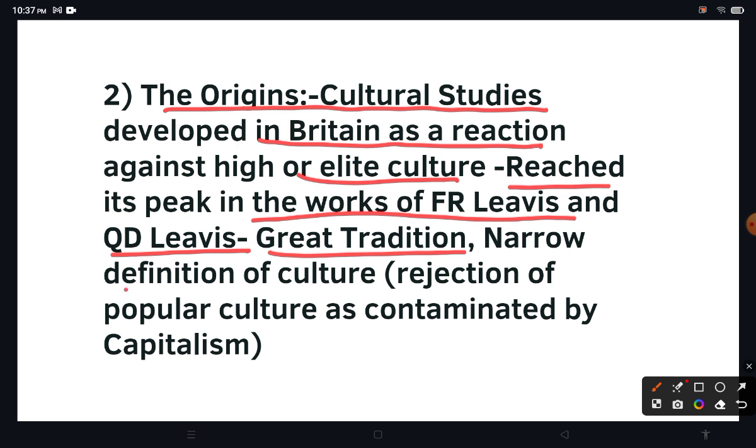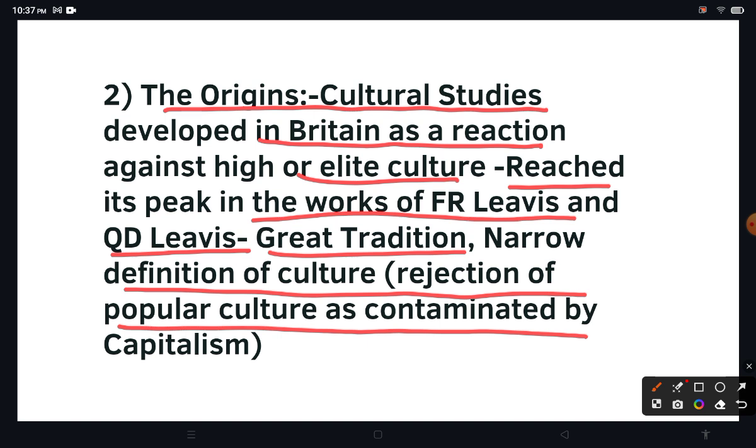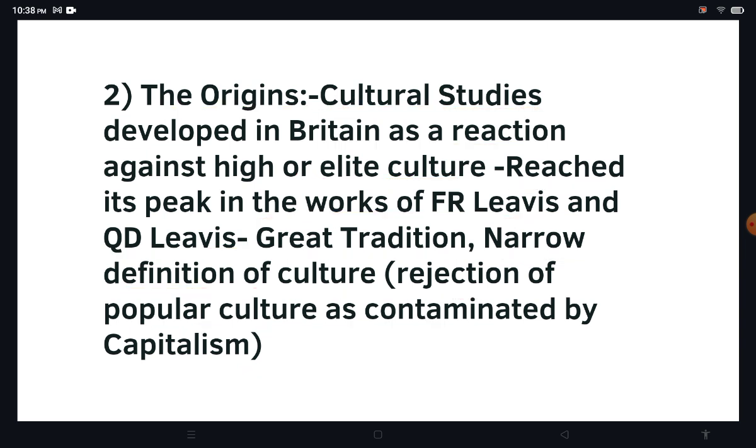They narrowed the definition of culture by rejecting popular culture as contaminated by capitalism. They said that popular culture came from the capitalist society, and they rejected popular culture and narrowed down the definition of culture. This is important: F.R. Leavis and Q.D. Leavis discussed culture in their work Great Tradition.